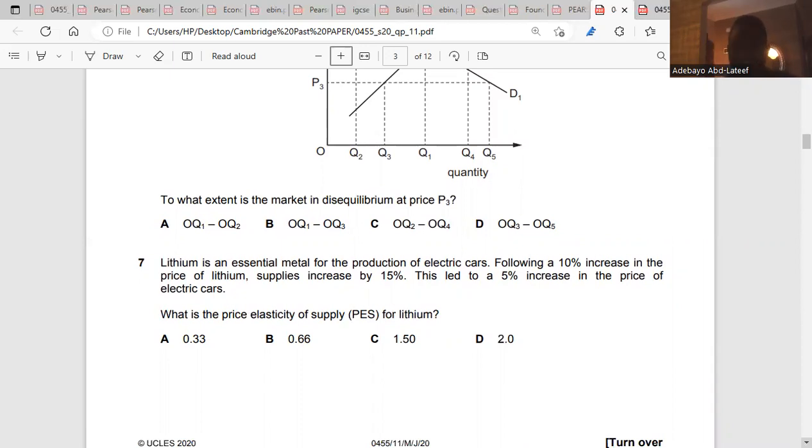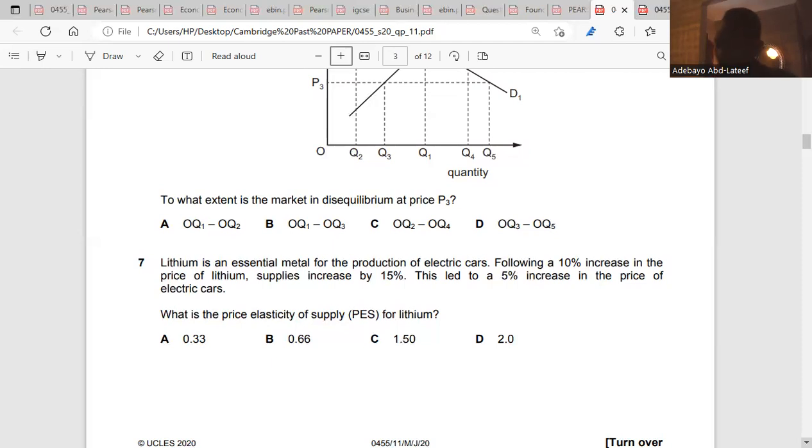So the price elasticity of supply is (Q2 minus Q1) over Q1 divided by (P2 minus P1) over P1. So our P1 will be 100%. Our P2 will be 110%. Our Q1 will be 100%. Our Q2 will be 115%. Is it clear? So we assume that there's 100%, because if there's no 100%, we wouldn't be talking about a 15% increase or a 10% increase. Do you get the point?